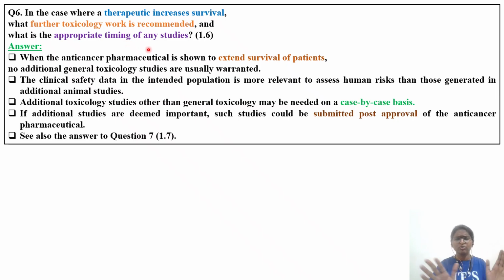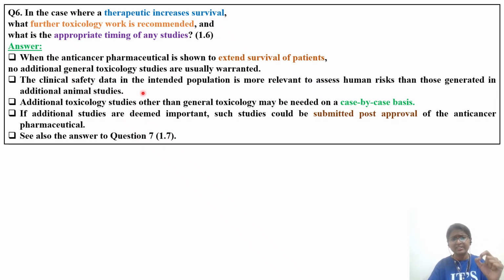Before going to the answer the regulatory agency has given, my answer would be case by case only. You have to see, because as I told you, no cancer is the same in two different individual cancer patients. So let's see the answer given by the regulatory agency. When the anti-cancer pharmaceutical is shown to extend the survival of the patient, no additional general toxicology studies are usually warranted, because already you are testing the drug in the patients, humans. So establishing the safety in animals at this point is not needed, but we'll see what the exceptions are.